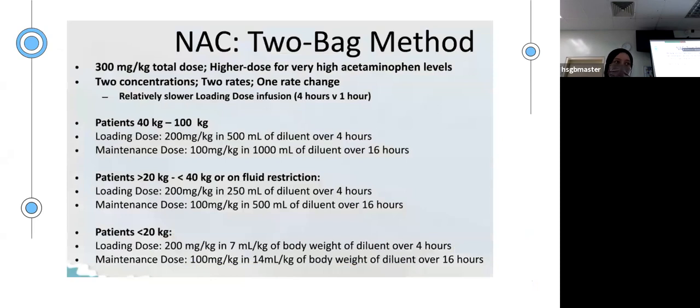So this was the 3-bag method, which is traditionally used everywhere in the world, including Malaysia. But more recently, some countries have employed the 2-bag method, specifically Australia and New Zealand. The difference is that, as the name suggests, it is 2 bags instead of 3 bags. The total dose is the same, 300 mg per kg. However, if I can draw your attention again here, the loading dose is over 4 hours instead of over 1 hour as compared to the 3-bag method. And you have the specific loading dose as well as the maintenance dose.